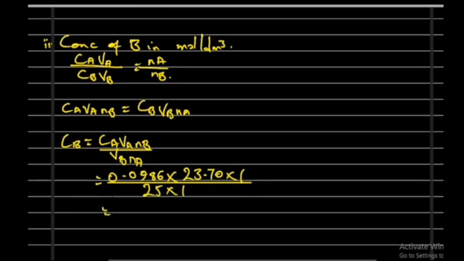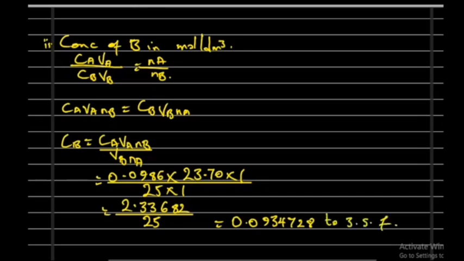From here now, what we will be having is going to look like this. We have 2.3682 divided by 25, and that is going to give us 0.0934728. So to three significant figures, that is going to give us 0.0935 moles per dm cube. So this is going to be our CB.